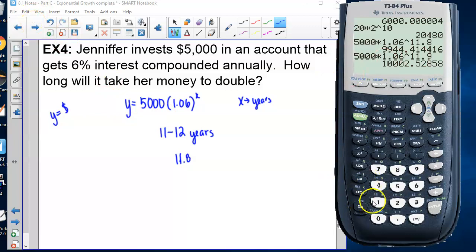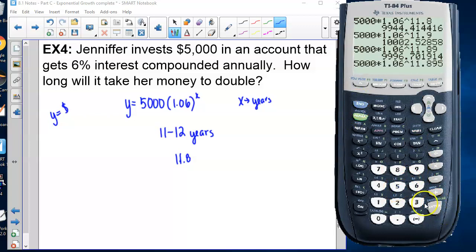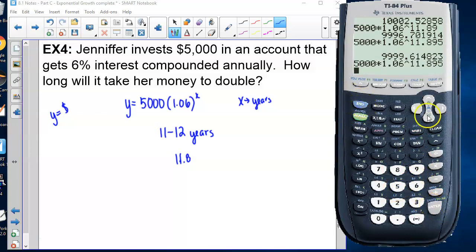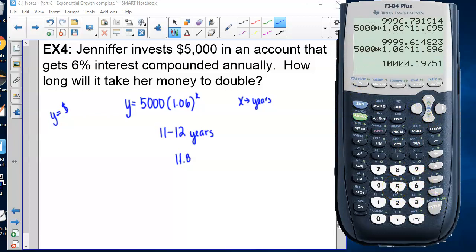Let's see. I'm just curious. Let's try 11.895. Oh, so close. 11.896. We'll count that. It's the extra 19 cents. But if you really wanted to be specific, 11.896 years would be close.